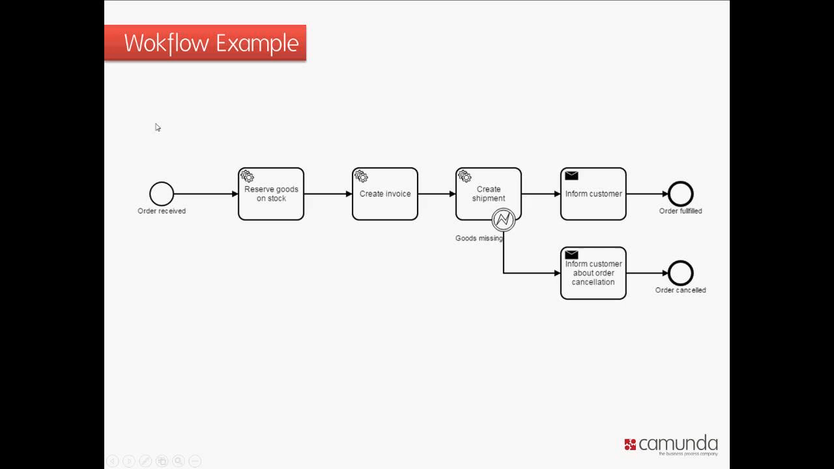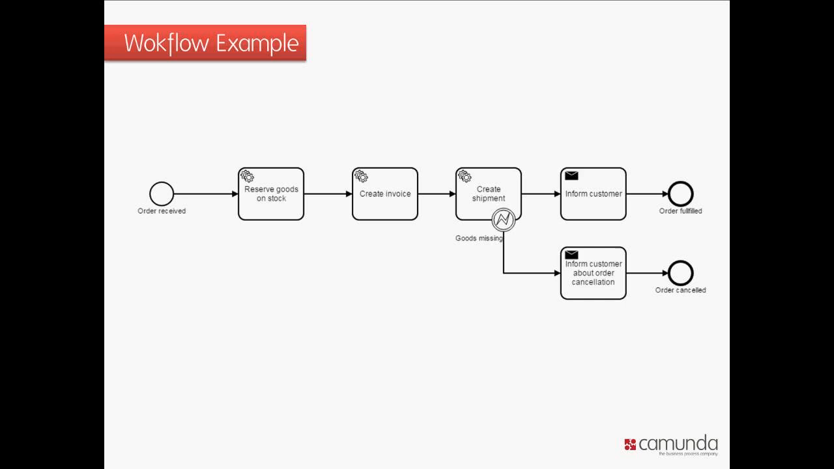So we want to make sure they are on stock. Then we create an invoice so that we can maybe directly send it as a PDF to the customer. Then we create the shipment. It might happen that the goods are missing anyway. That shouldn't happen, but that's reality. And once we have created the shipment, we inform the customer that we just sent the order. So that's a very easy process, I think. I hope everybody can follow that.